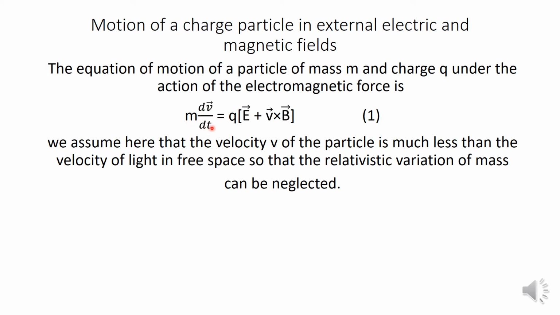Here dv/dt is the acceleration, and this term is the electromagnetic force, that is the Lorentz force. Here we assume that the velocity v of the particle is much less than the velocity of light in free space, so that the relativistic variation of mass can be neglected.